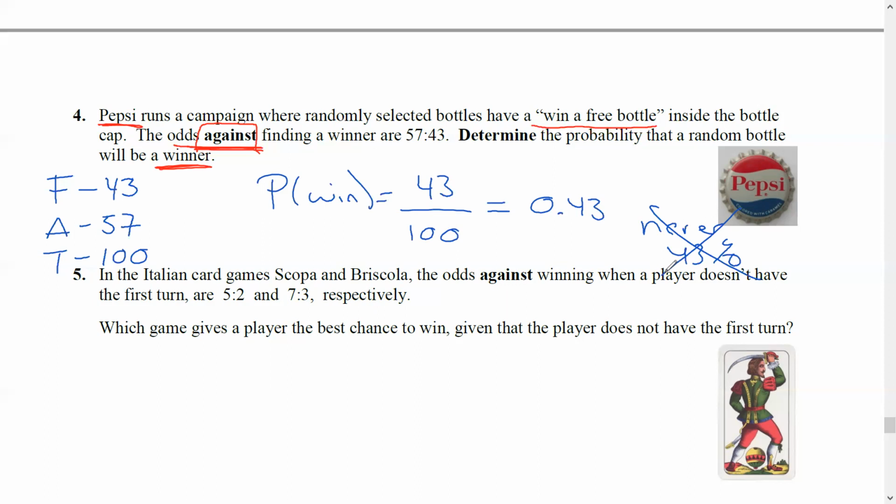Alrighty, so when we're finding the probability again, you need to make sure that you're finding that total by adding those two numbers together.